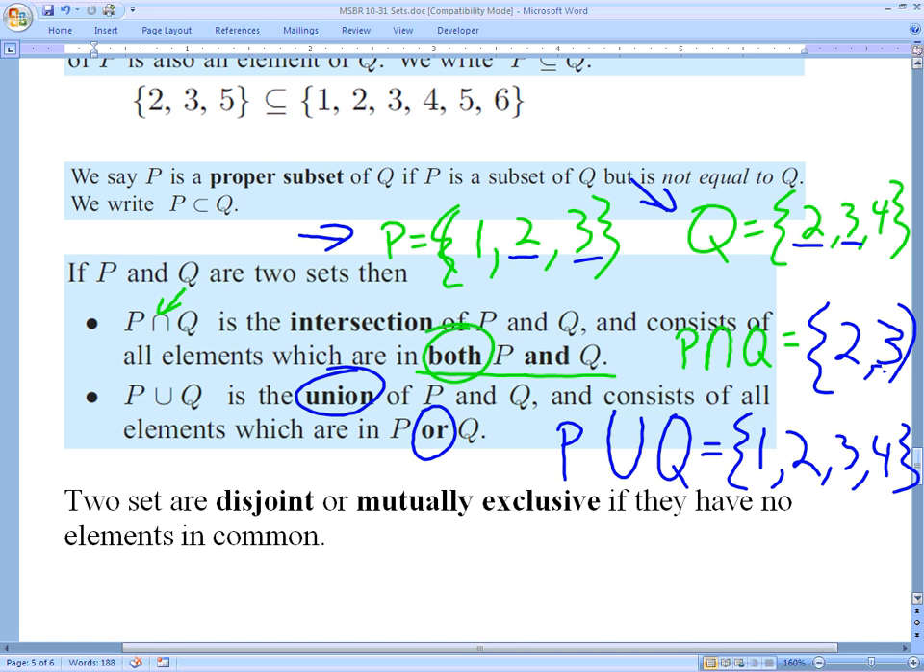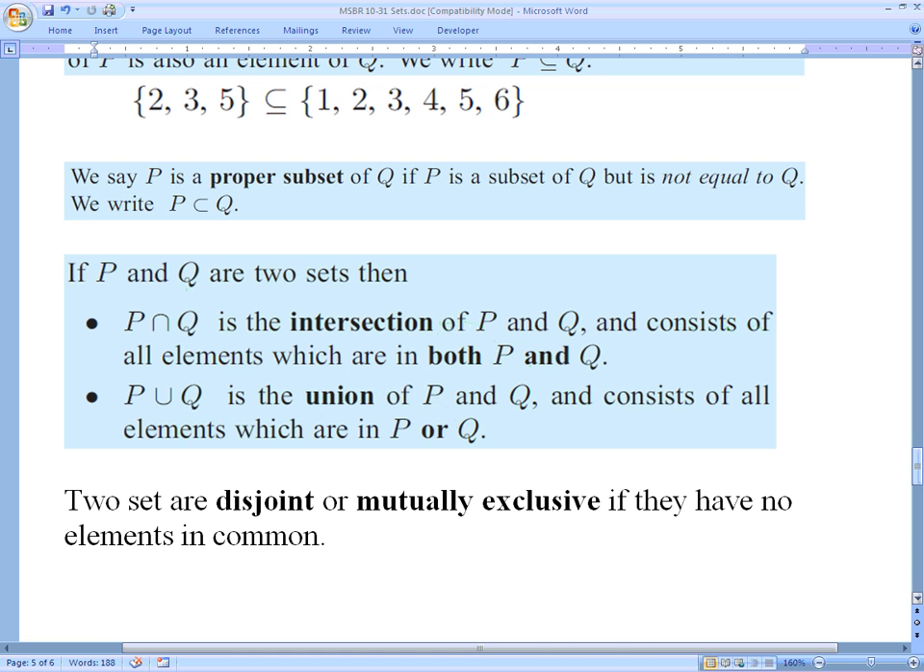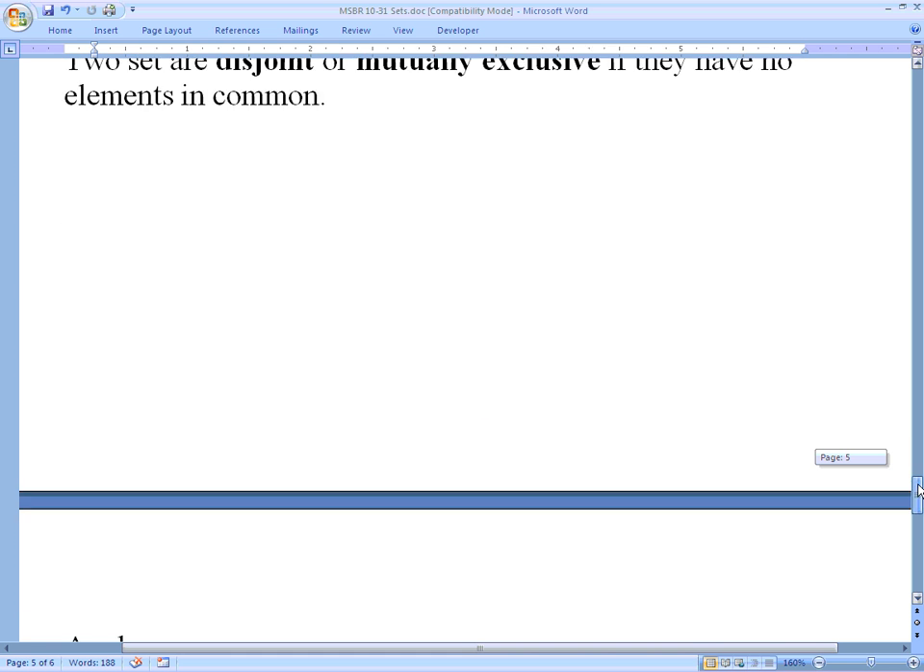Last but not least, we talked about these words in probability as well. Two sets are disjoint or mutually exclusive if they have no elements in common. So if set P was right here with 1, 2, 3, and then set R was, let's say, 7, 8, and 11, those two sets, P and R, would be disjoint or mutually exclusive because they have no elements in common. So that's some vocabulary.